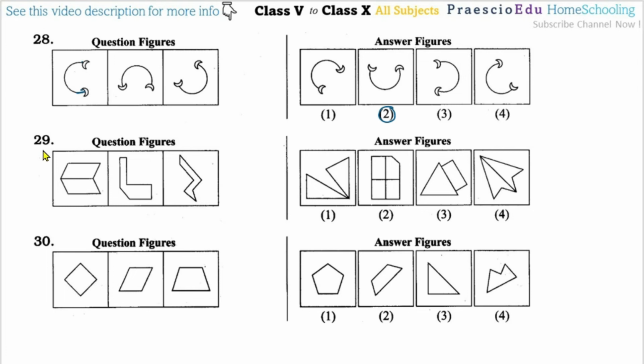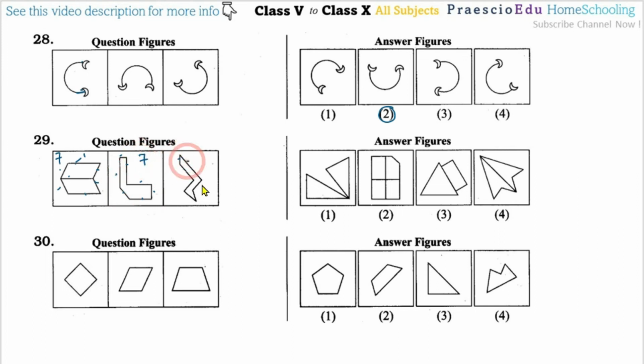So question number 29. All these figures have a number of lines: 1, 2, 3, 4, 5, 6, and 7. So there are 7 lines. Here 1, 2, 3, 4, 5, 6, and 7. Here also the same.